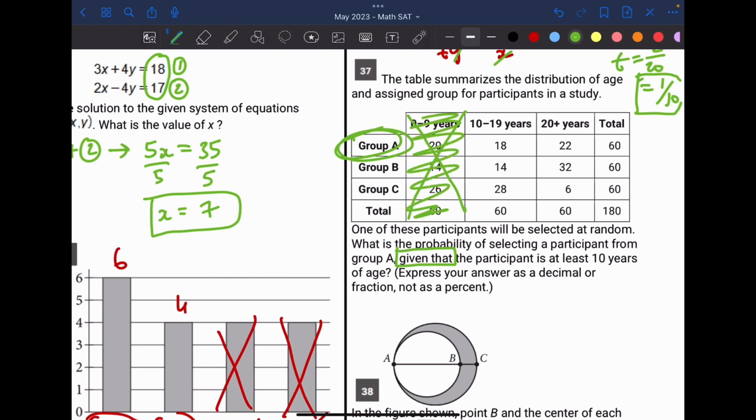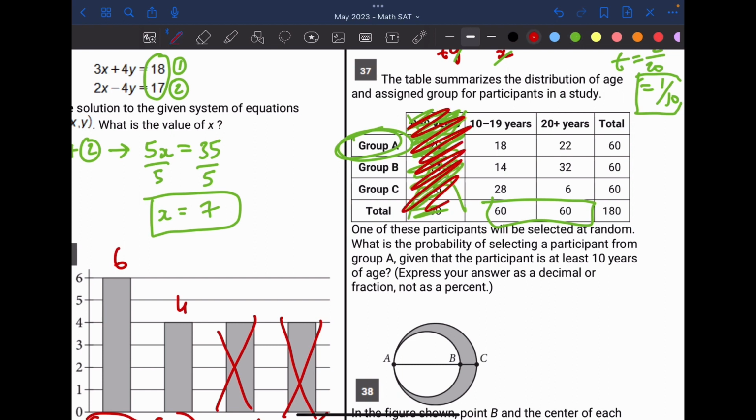But if you were asked in some other question, what is the probability of selecting someone from group A who is at least 10 years of age, then you'd consider everything, and you would have the probability of these two over whatever the total number is. But in this case, our total number is only going to be 60 plus 60, because you don't care about the first column. This is not in our interest. We're going to cross it out.